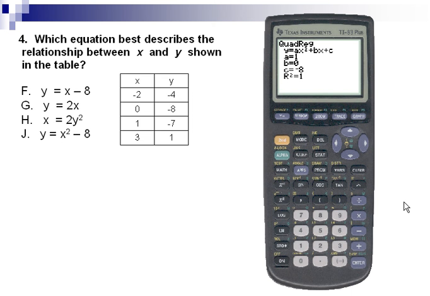Let's write down our quadratic regression. Y equals an A value of 1 gives me 1x squared, a B value of 0 gives me no x, and a C value of -8 gives me -8. Now match that equation with the answers and we get a correct answer of J.